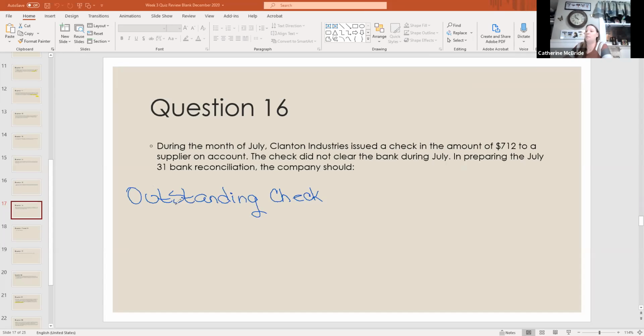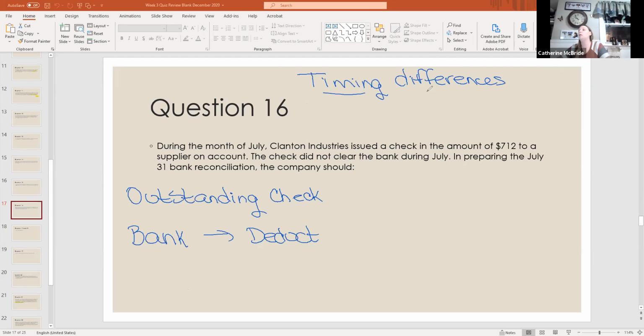So to reconcile our bank statement, our book balance is correct. On the bank balance, we need to deduct the amount of the check because we've already deducted it on our books. Remember, everything about a bank reconciliation is just timing differences between what we do on our books and when the bank knows about it, and vice versa. That's all bank reconciliations are.